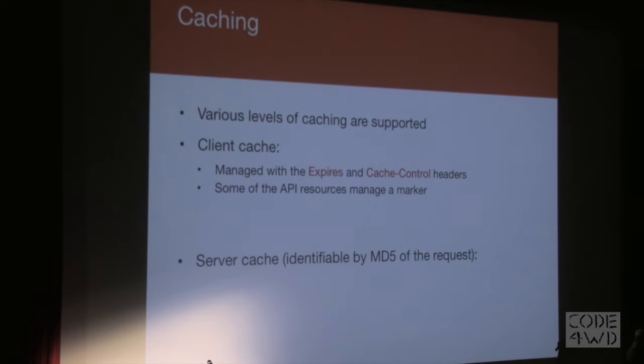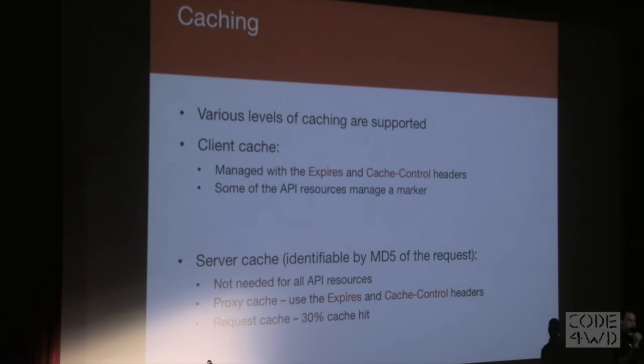In addition, we have server-side caching, which are MD5s on the actual requests. And this allows the server to issue back responses rather quickly without having to go through all the different algorithms and databases to calculate the responses. Again, using the same expirations and cache control systems. And this reduces the hit rate by about 30%.